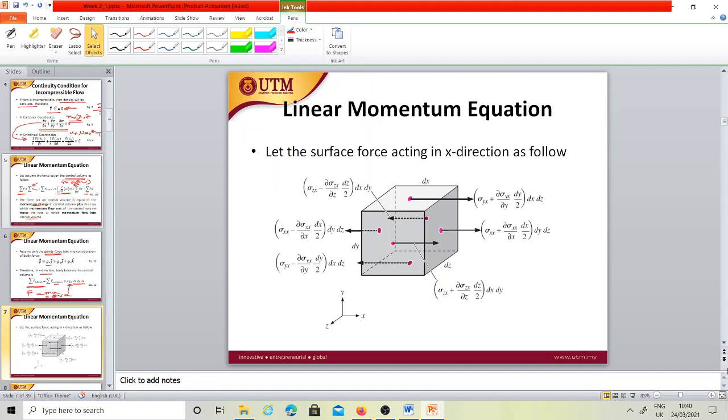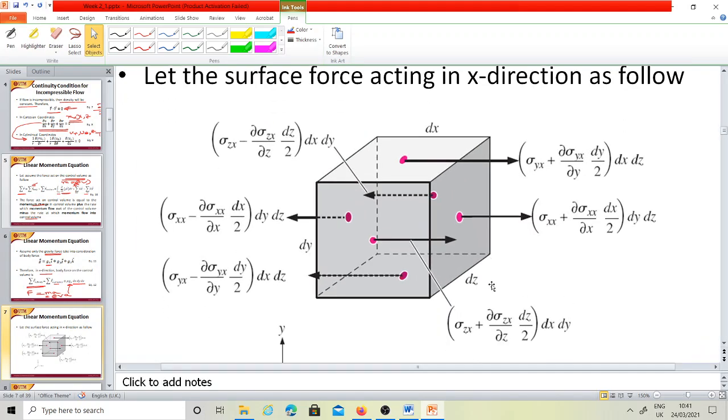Okay, so now we need to find the total surface force. In order to find it, you need to consider all the surface forces acting on the cube, on the control volume. So how are we going to do that? This is very simple. I hope you already know these things.